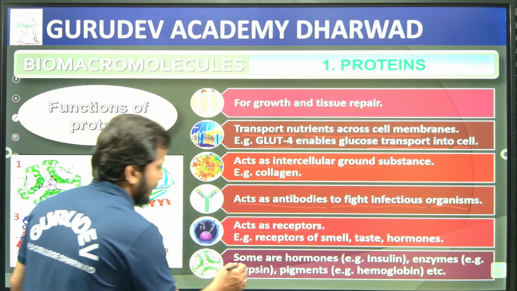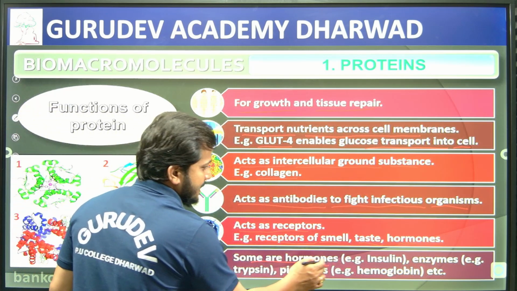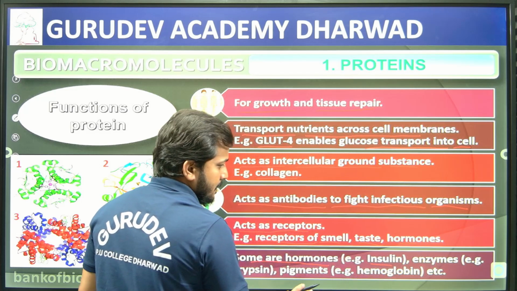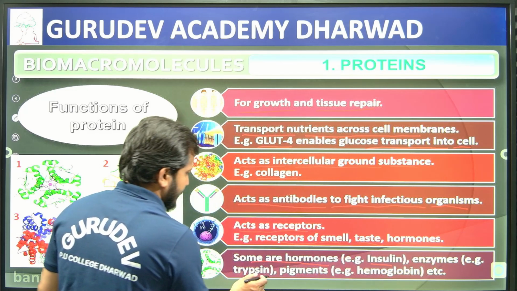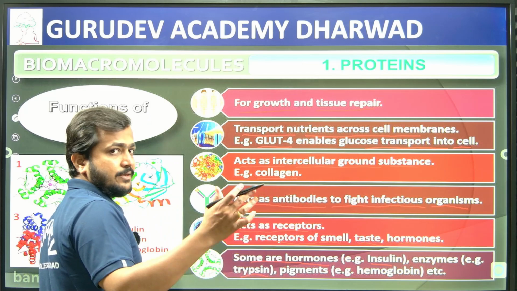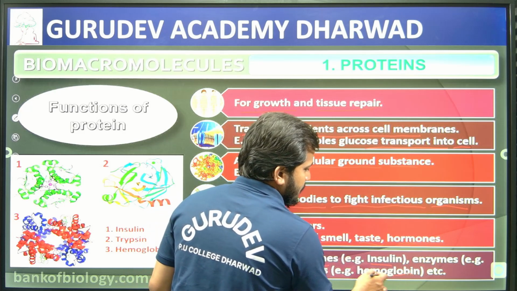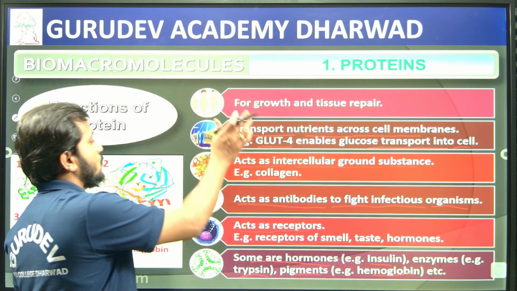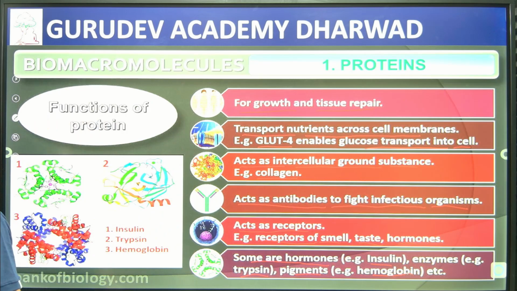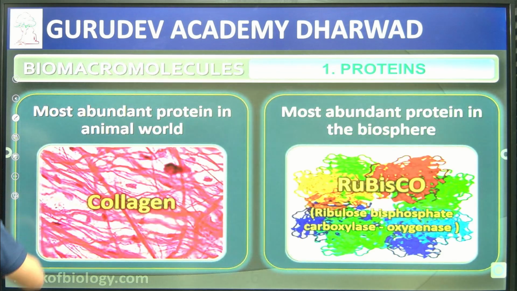Receptors. Some are known as hormones, for example insulin. Then enzymes, such as trypsin with respect to digestion. Then pigments, such as hemoglobin. So these are the structural forms of proteins that we are going to find out.